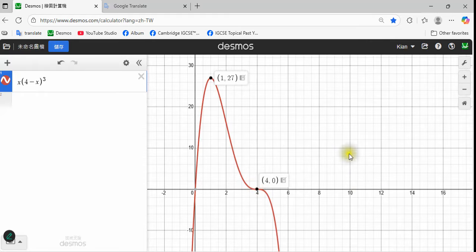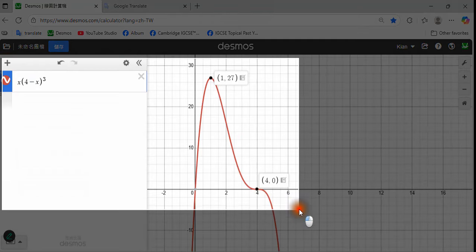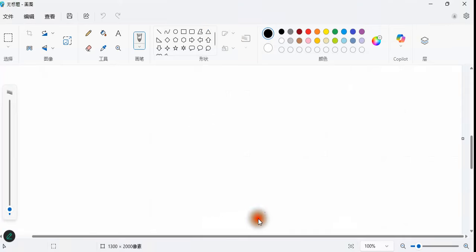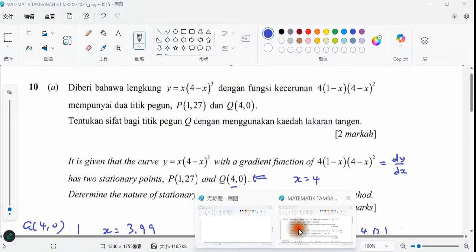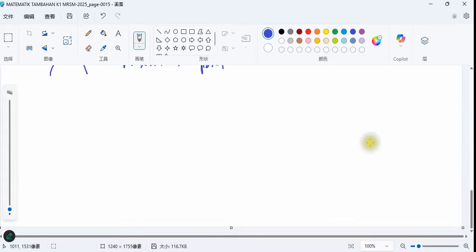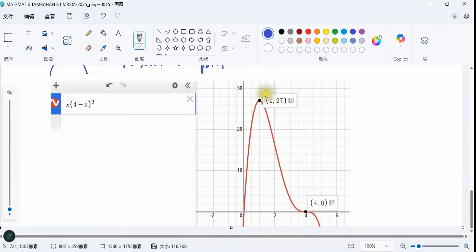So from here we can see that this one is the maximum. So P is the maximum, and then Q is the inflection point. So this is P and it is maximum. This is Q, the inflection point. Okay, done.